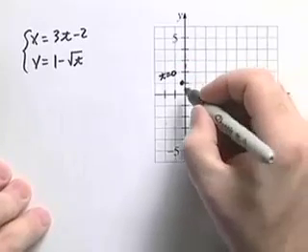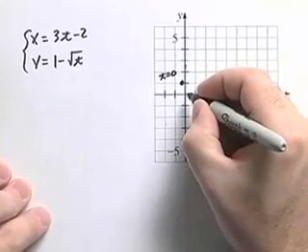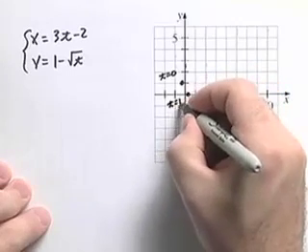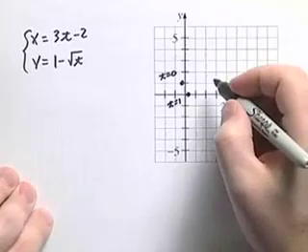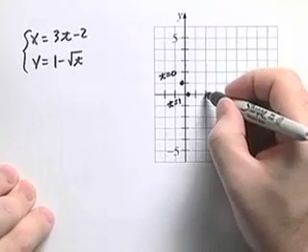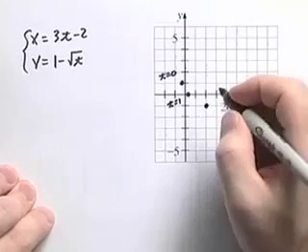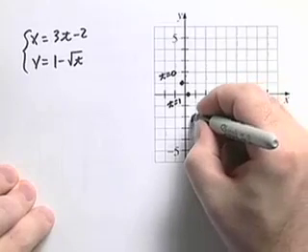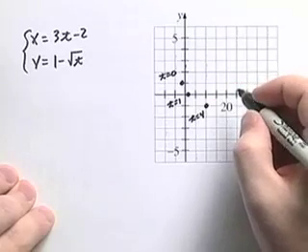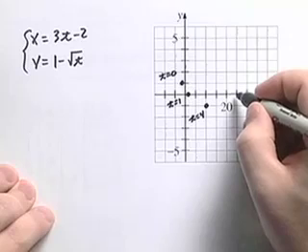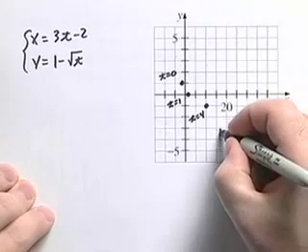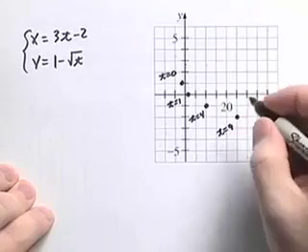We're going to plot the point 1 comma 0. 1 comma 0 is going to be right about there. And that corresponds to t equal to 1. Then we plot the point 10 comma negative 1. So we have 10, negative 1. And that corresponds to the value t equal to 4. And then lastly, we're going to plot the point 25, negative 2. So go to 25, go down negative 2, and that corresponds to t is equal to 9.